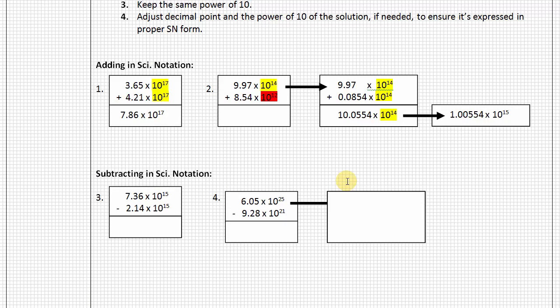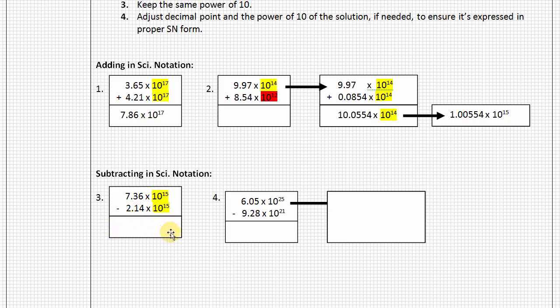So let's take a look. Here's our first problem. We have 7 and 36 hundredths times 10 to the 15th, subtracting 2 and 14 hundredths times 10 to the 15th. So remember, step 1, we want to check our powers of 10 and make sure they're the same, and they are. We have 10 to the 15th and 10 to the 15th, which tells us that we're dealing with numbers that are in the same place value. So our decimals are lined up, and we're ready to go ahead and subtract these values.